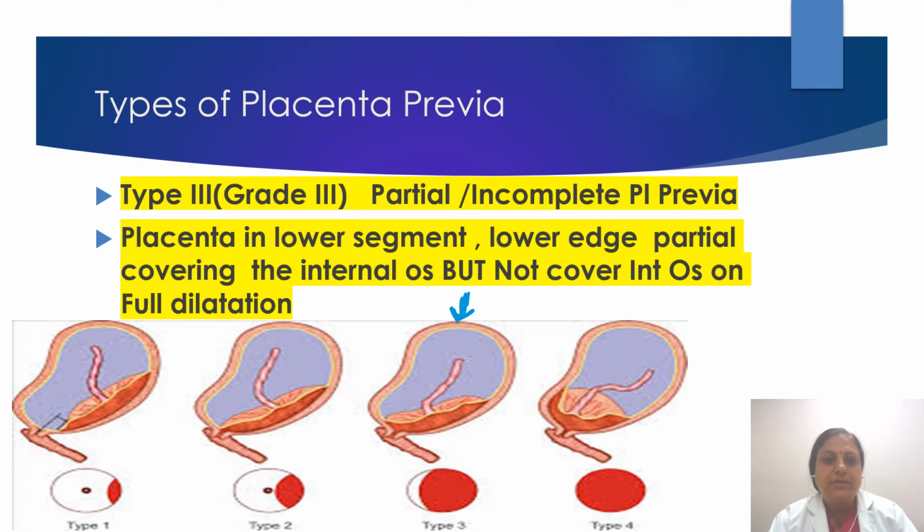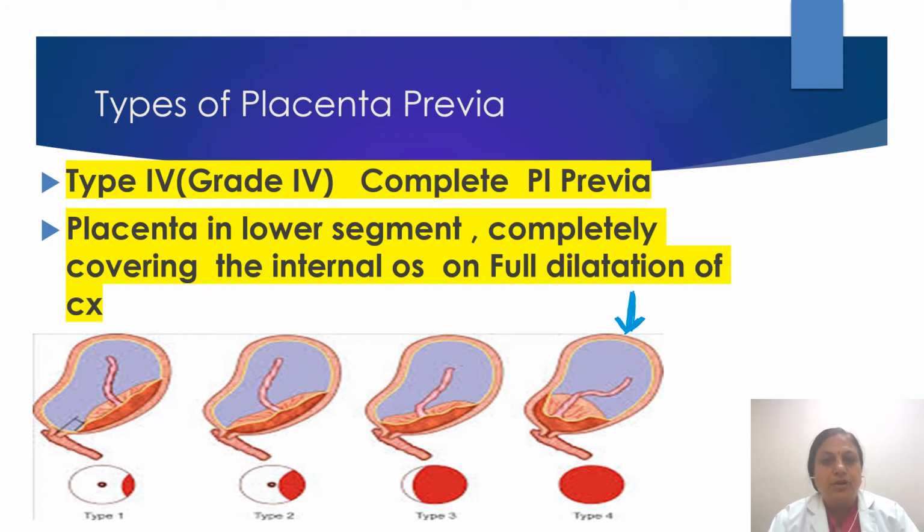Grade 3 is partial or incomplete placenta previa. Placenta is in the lower segment. The lower edge is partially covering the internal os, but does not cover the internal os on full dilatation. So this is the difference between type 2 and type 3: though it is also covering partially the internal os, on full dilatation it doesn't cover the os. Grade 4 or type 4 is complete placenta previa. Placenta is in the lower segment, completely covering the internal os even on full dilatation of the cervix.